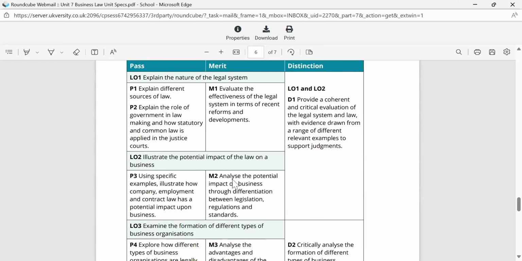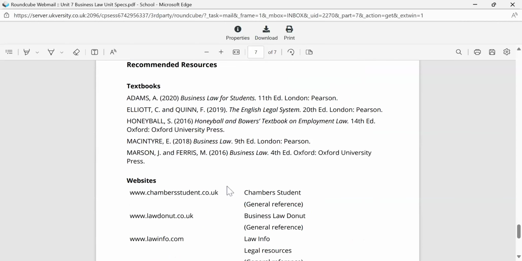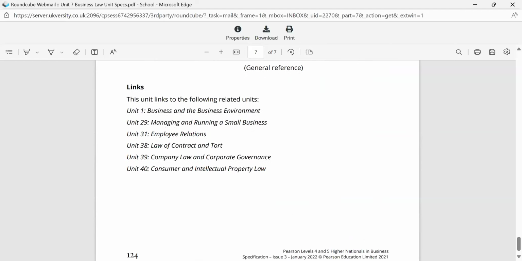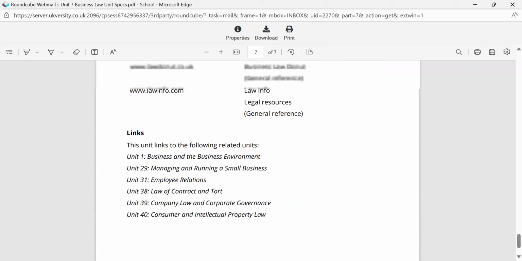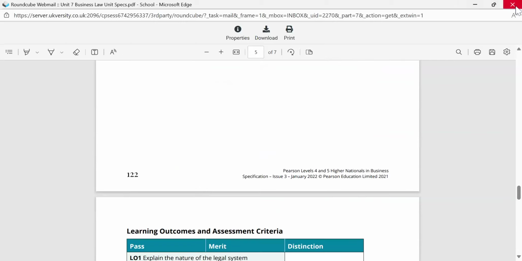You will look at elements of each one, so you need to identify which element would get you a pass, merit, or distinction. We'll go through this more in the assignment discussion session. Recommended resources for you are textbooks, which are listed there: Adams, Business Law for Students, and Elliott, English Legal System. There are also websites and links that will help you do the assignment, or if you want to do any additional reading.